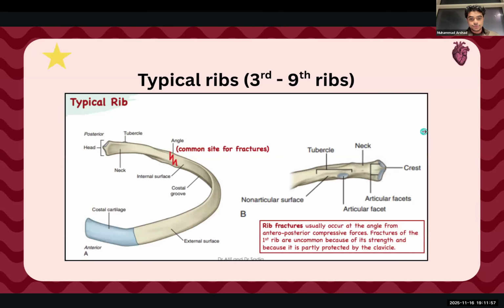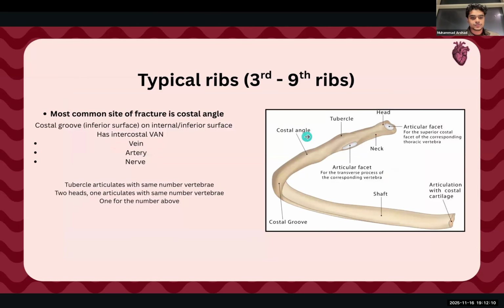Now, this is super, super, super high yield, and there's a good chance that this is going to come up in your OSPE, so please focus. Basically, what you need to know is that the most common site for fractures in the rib is at the angle, or the costal angle. So again, to quickly summarize what I just said, the most common site of fracture is going to be the costal angle, which is over here. It's right after this area with the articular facets, the head, the neck, and the tubercle, but it's before the costal groove. And then you have the costal groove, which has the intercostal vein, artery, and nerve.